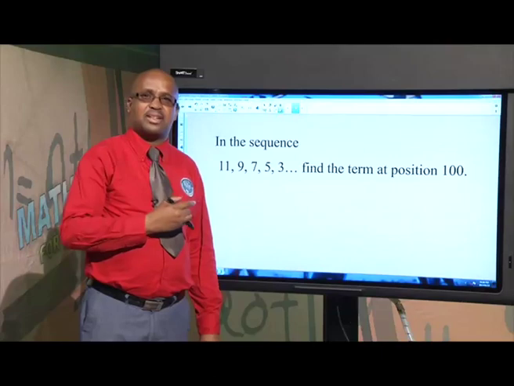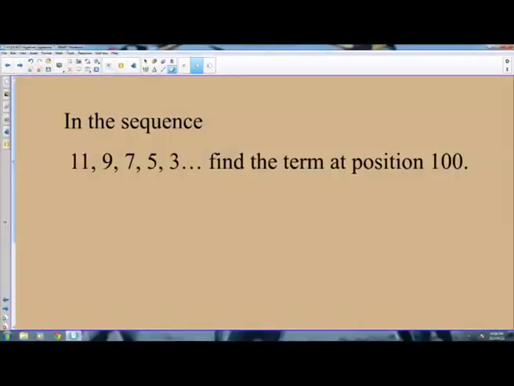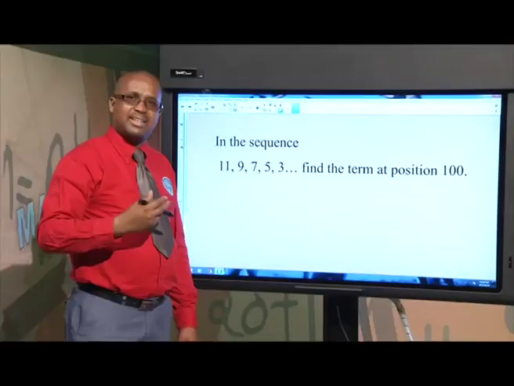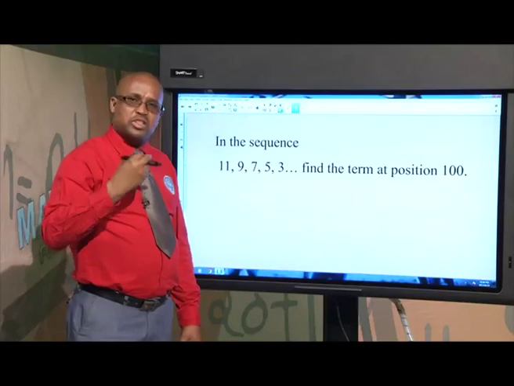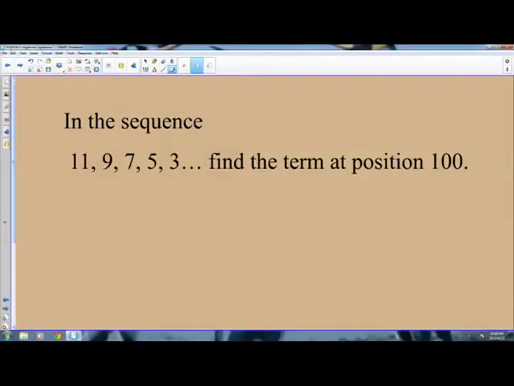Let us have a look at this example and see what happens. It says, in the sequence 11, 9, 7, 5, 3, find the term at position 100. We cannot start arranging these numbers such that we may end up at position 100. It will be very taxing for us. So that's when now we use the concept of algebraic form to find out what the term at position number 100 is. So this simply means, even here, we are going to start by finding the algebraic form of the sequence 11, 9, 7, 5, and 3.